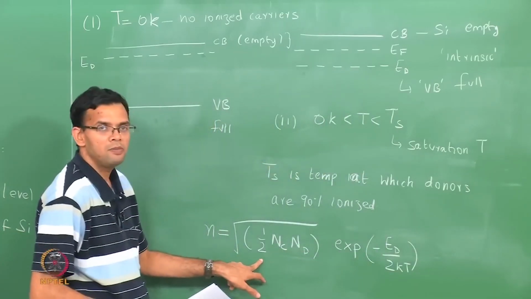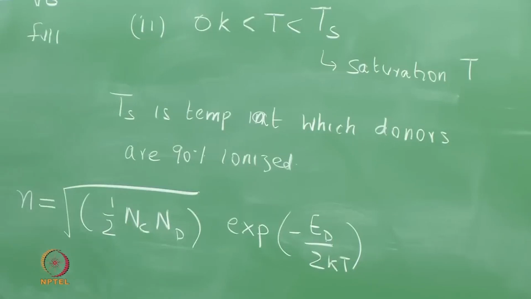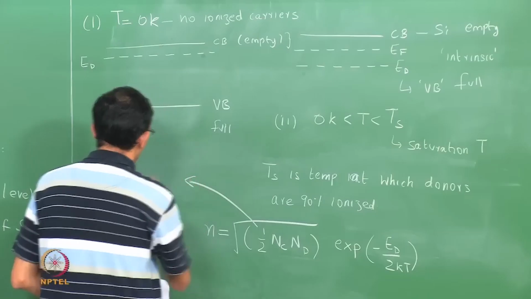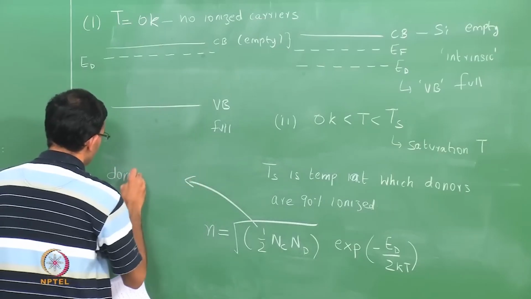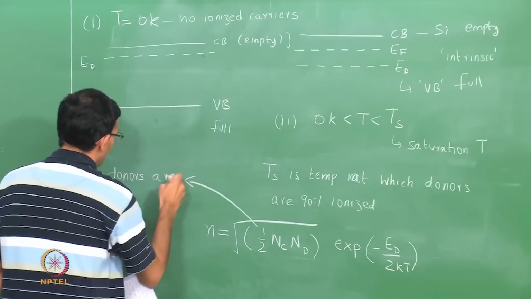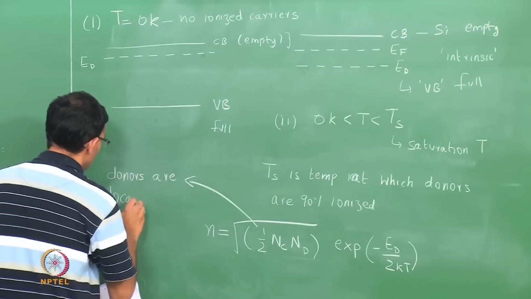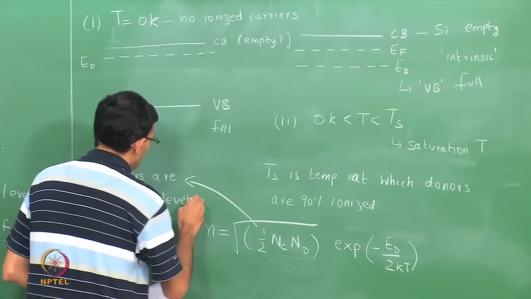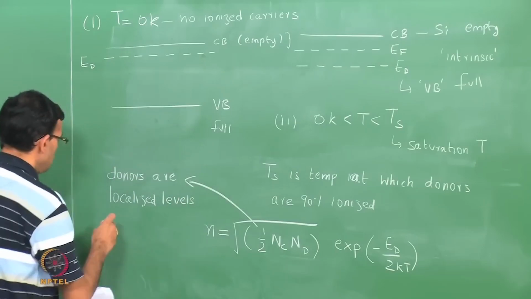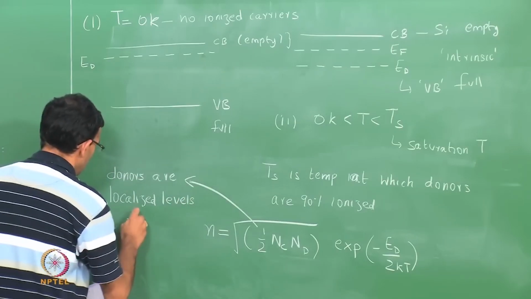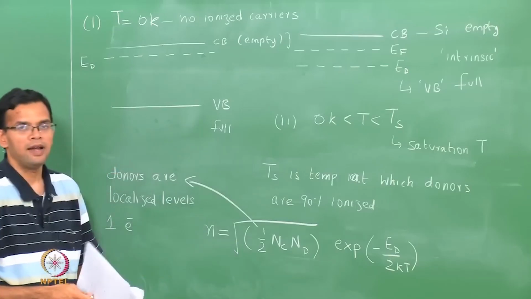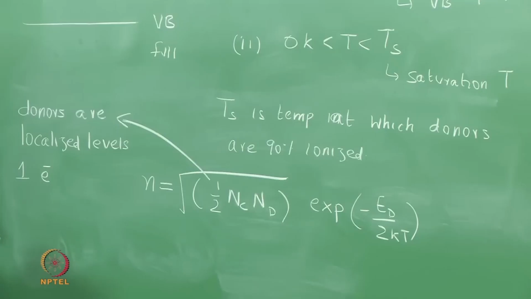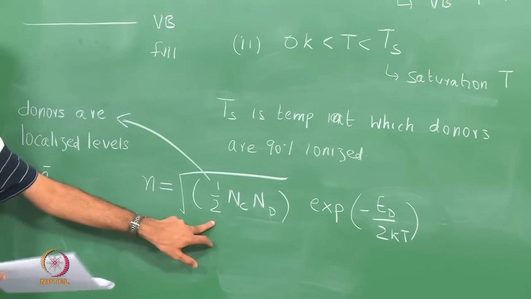The 1/2 term is here because your donor levels are localized levels, so they can only take one electron, whereas a normal band can have 2 electrons of opposite spin. Because your donors are localized levels, they can take only 1 electron, which is why we have the term 1/2.